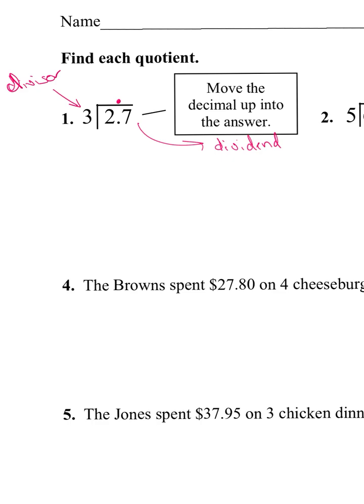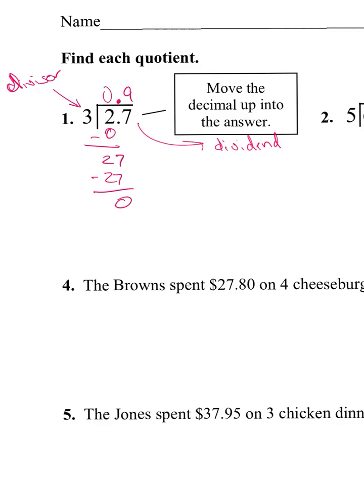At this point, we're just using the algorithm and we're doing some division. So how many times will 3 go into 2? It won't. So put a 0. 0 times 3 is 0. Subtract, you get 2. Bring down the 7. 3 goes into 27 how many times? Basic math facts. So 3 will go into 27 9 times. 9 times 3 is 27. 27 minus 27 is 0.